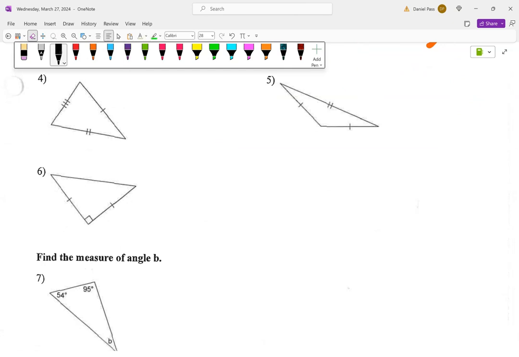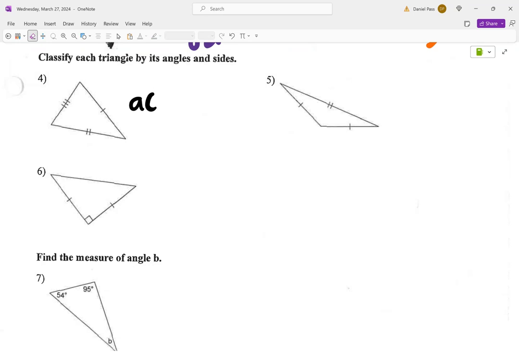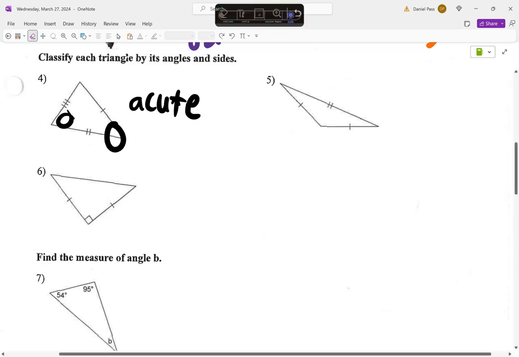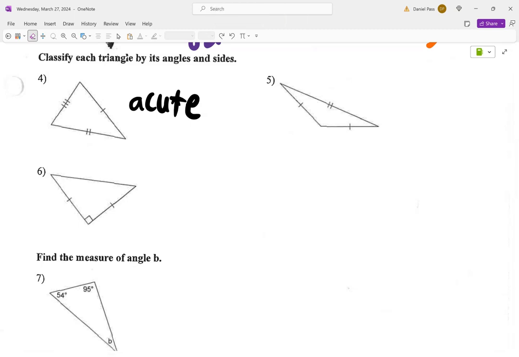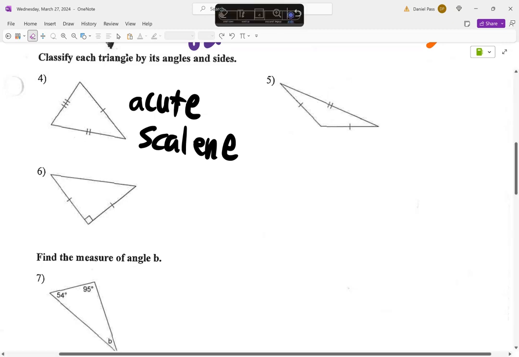Okay, sir. Now, help us get the two different names of these triangles. First one. Acute, that's correct. And why is it acute? Because it's less than 90. Right, all of these three angles are all less than 90. Okay, and what's the other name for it? It's scalene. Right, and why is that? Because it has no equal sides. These sides are all different, 1, 2, 3.